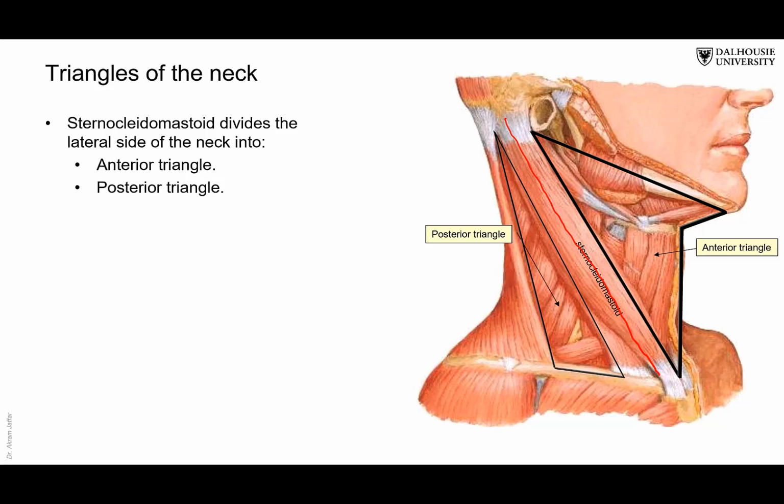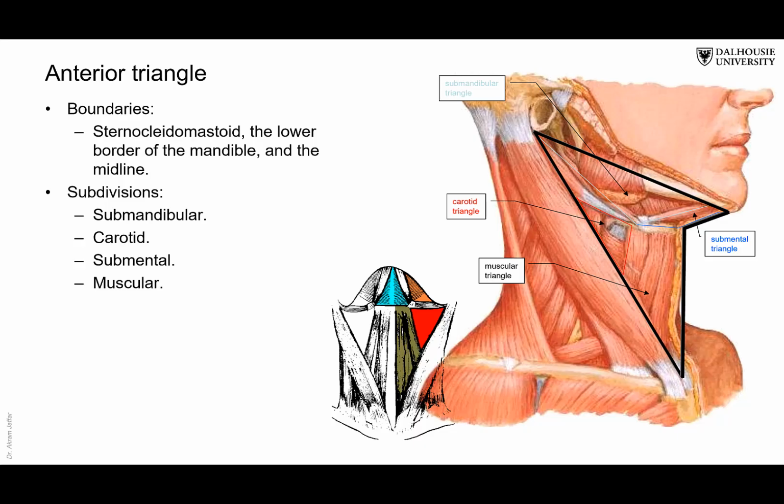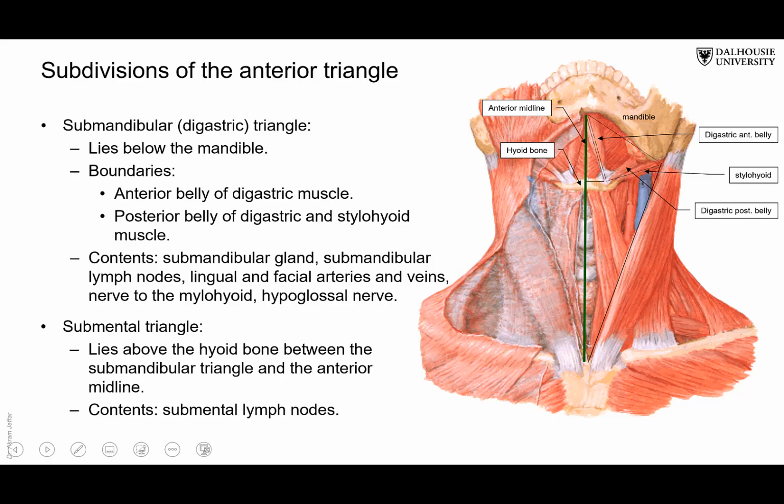So as you can see here, the posterior triangle is not in fact on the back of the neck, okay? It is on the side of the neck. But why do we call it posterior? Because it is posterior to the sternocleidomastoid muscle. That's it. Now, you can see here the borders of the triangle. The mandible is superiorly, the sternocleidomastoid, and the midline. And for descriptive purposes, it is subdivided into smaller triangles.